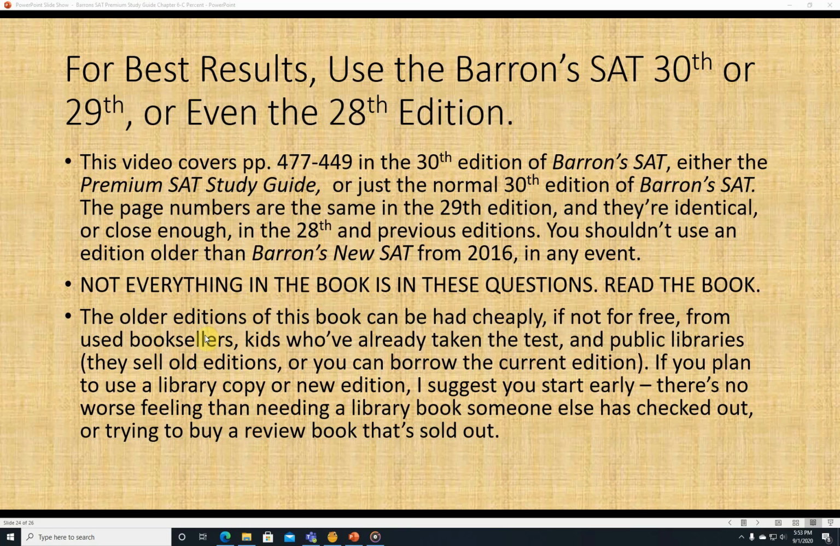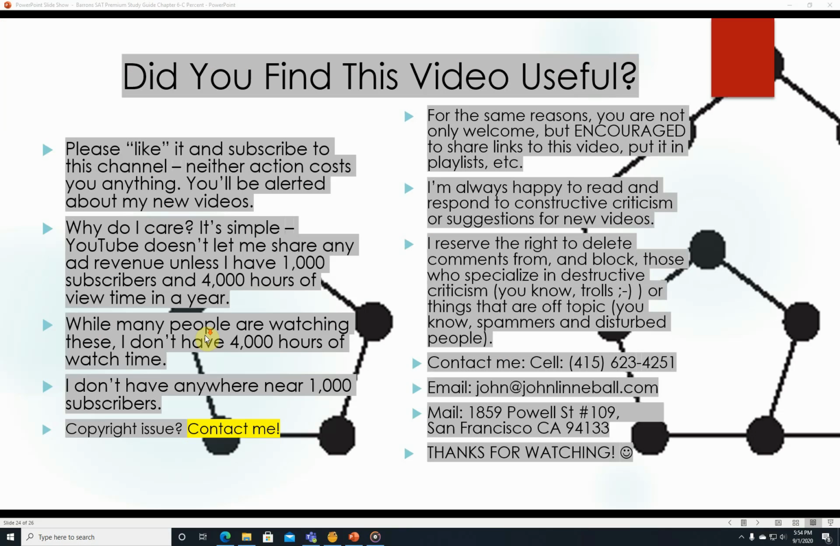Not everything in the book is in these questions. Please do obtain that book, read the book. The older editions of this book can be had cheaply, if not for free, from used booksellers, kids who've already taken the test, and public libraries. They do sell old editions, or you can borrow the current edition. If you plan to use a library copy or a new edition, I suggest you start early. There's no worse feeling than needing a library book someone else has checked out, or trying to buy a review book that's sold out. And come on, you're not really going to be able to review in 2 or 3 days or whatever right before the test. Start early, it's a good idea.